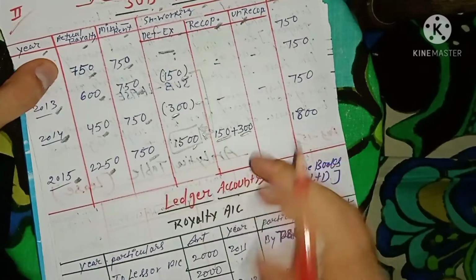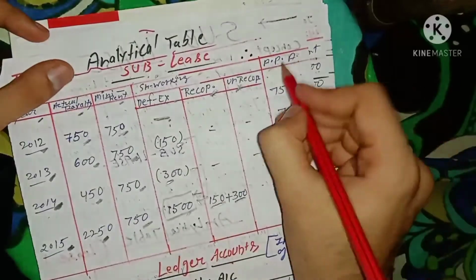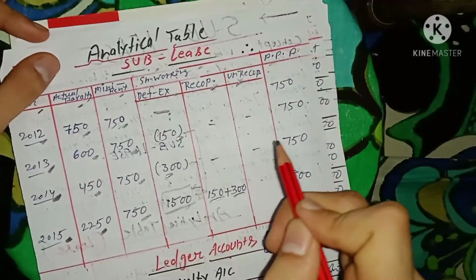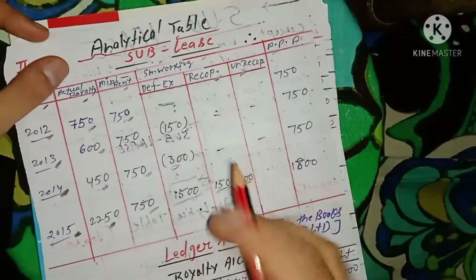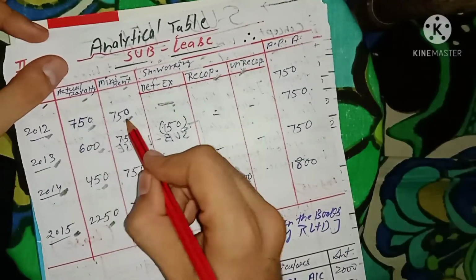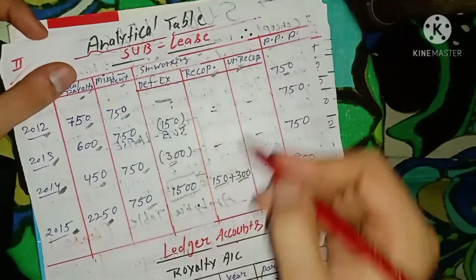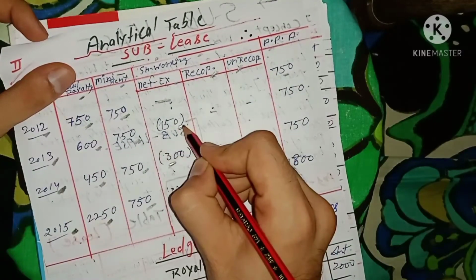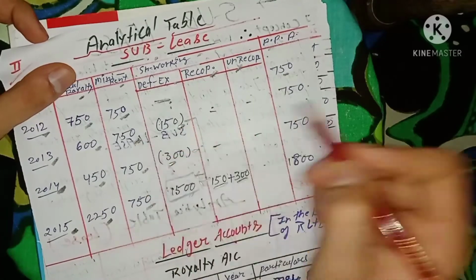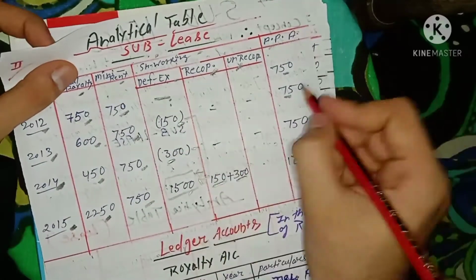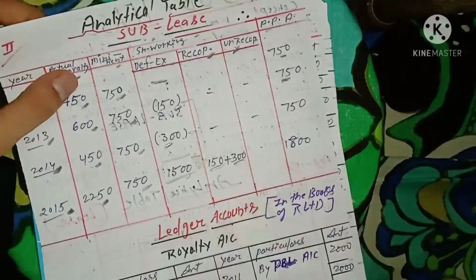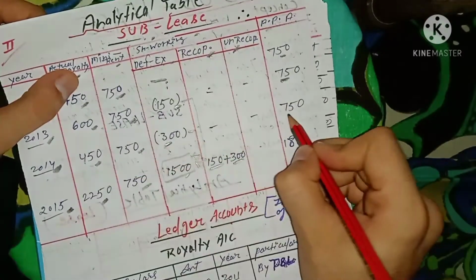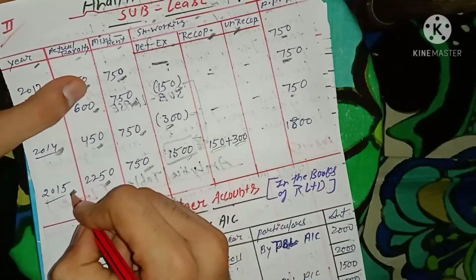So let's talk about the payable amount. How much royalty is payable to the lessor, which is R Limited, in the case of sublease? Here you can see 750 and 750, so 750 is payable to R Limited. In the year 2013 there was a short working amount, so the minimum rent amount is greater, and the whole amount of minimum rent is payable to the lessor, R Limited. In the year 2014, 750 is greater, so the whole amount would also be payable.